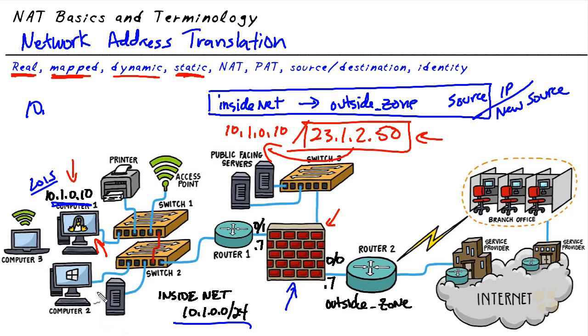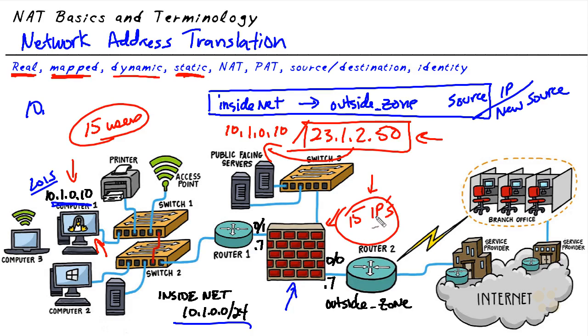Now let's imagine on the inside network here that we have 15 users. And let's also imagine that we have a pool of 15 globally routable IPs that we can use for the internet. Now that's not very likely, to have 15 allocated IP addresses that individual users are getting, but if we did, and we wanted to have these 15 users each get one of these respective 15 IP addresses, that's an example of network address translation. It's often referred to as a 1-to-1 mapping.